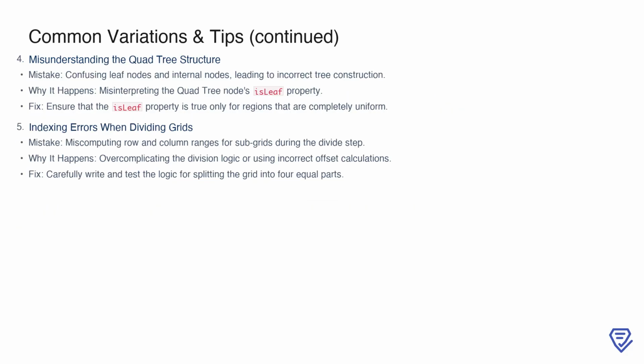Another mistake to watch out for is misunderstanding the quad tree structure itself. A common error is confusing leaf nodes with internal nodes, which can lead to an improperly constructed tree. To avoid this, remember that the isLeaf property should only be set to true for regions that are completely uniform. Additionally, indexing errors can arise when dividing grids into subregions. Miscalculating the row and column ranges during the divide step can result in incorrect subgrids, breaking the algorithm. This often happens due to overly complex logic or incorrect offset calculations. The solution is to carefully design and test the grid splitting logic to ensure the 4 subgrids are correctly computed.